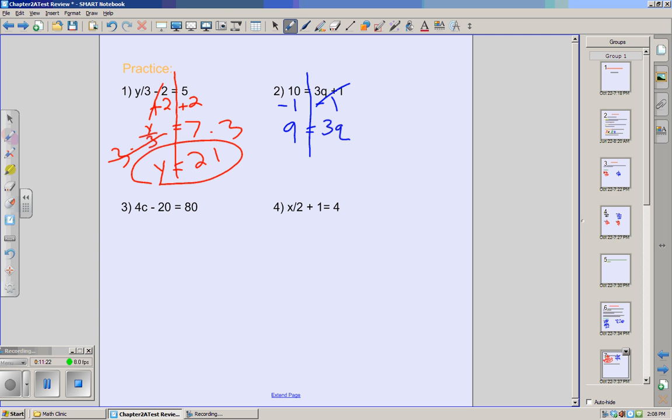The 3 and the q are multiplying. The opposite of multiply is divide. Divide by 3. Divide by 3. Q equals 3.